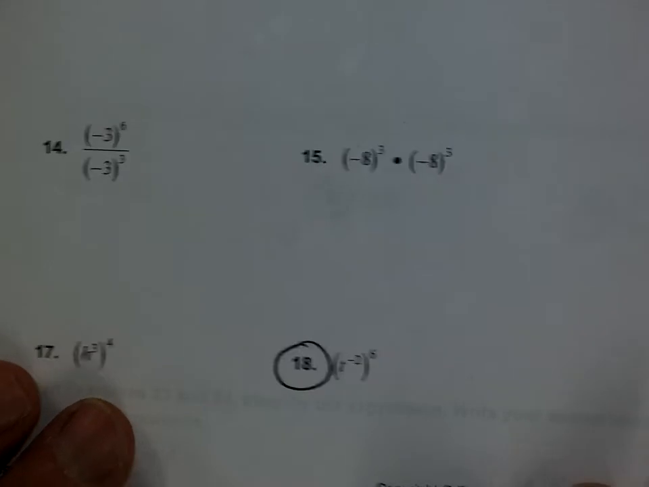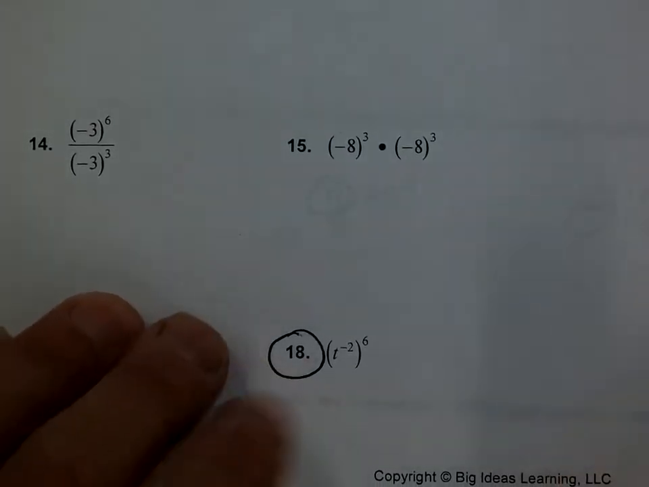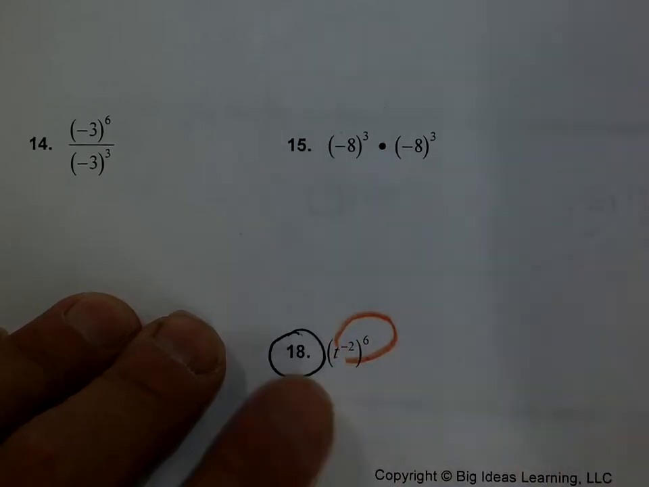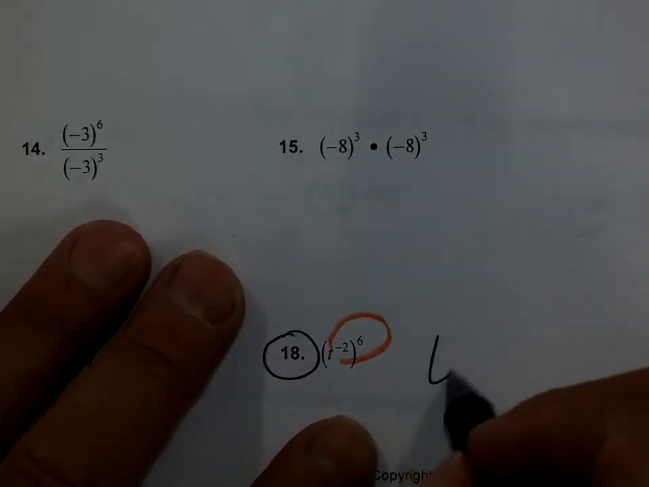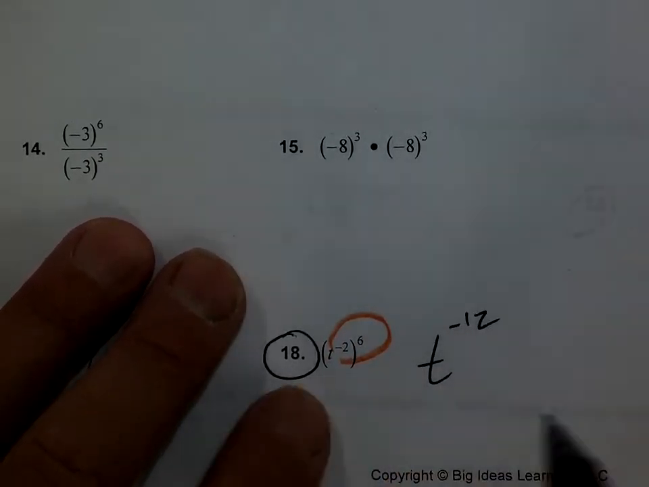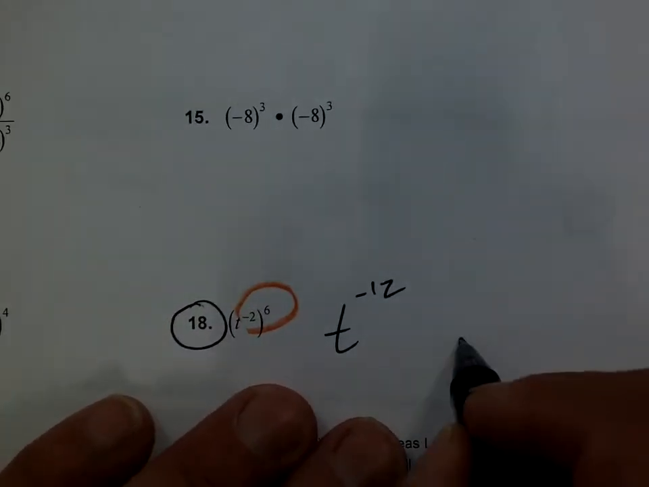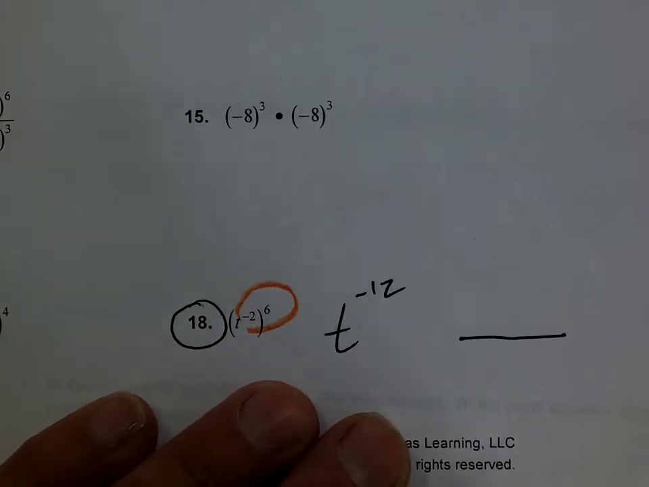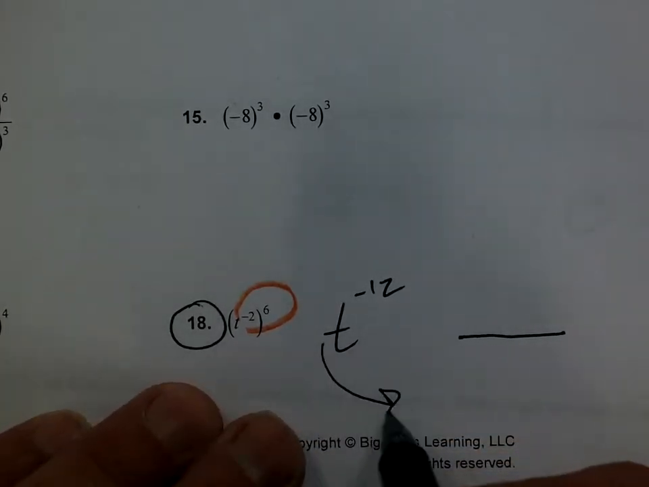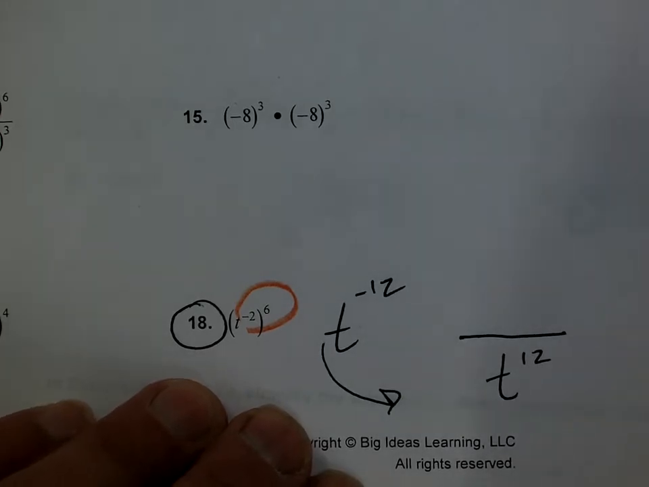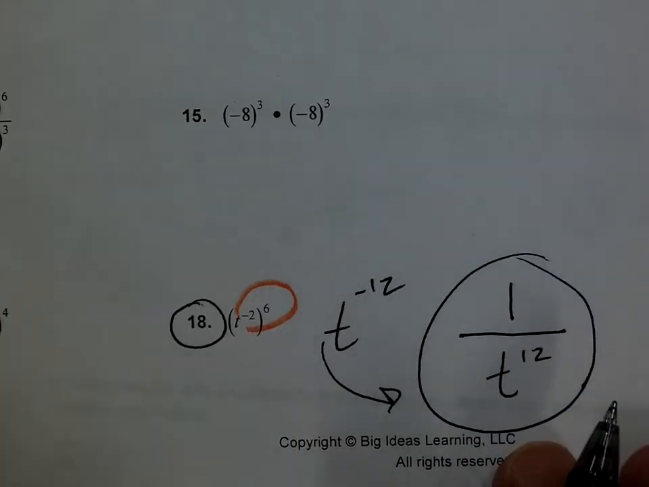Okay, here's number 18. The easiest way to do it is to multiply exponents. Okay, so I'm going to get a t to the negative 12. Negative 2 times 6. But because I have a negative exponent, I'll make a fraction bar. And I've got to bring the t down below. T to the positive 12. Now I need to make it a fraction, so I'm going to put a 1 on top. Okay, 1 over t to the 12th. Okay, hopefully this is helping for your homework.